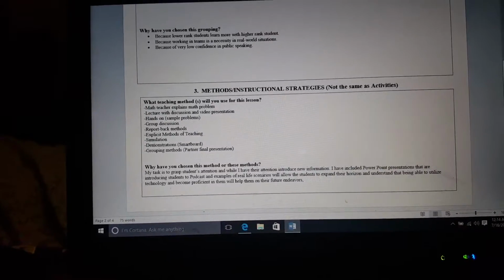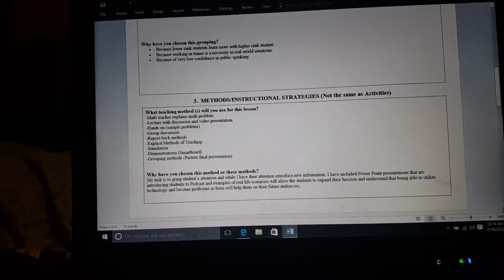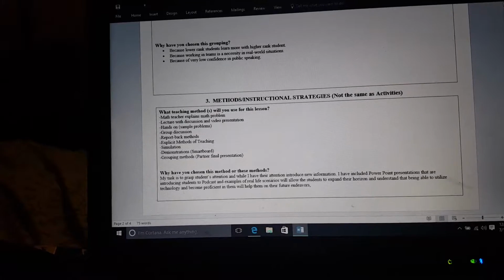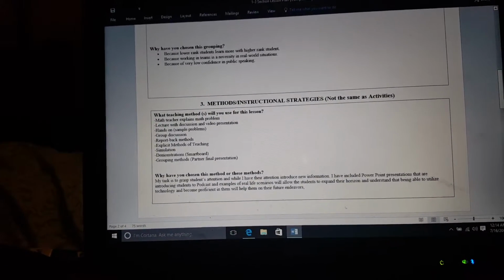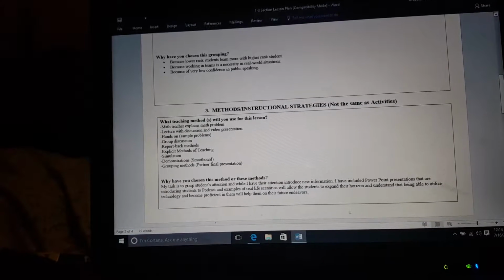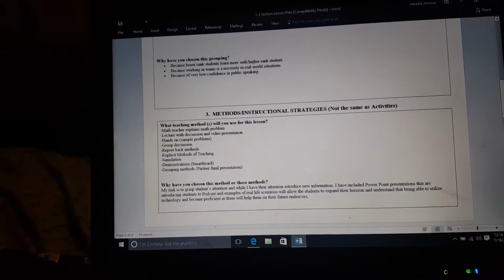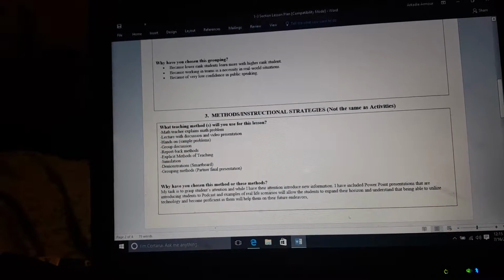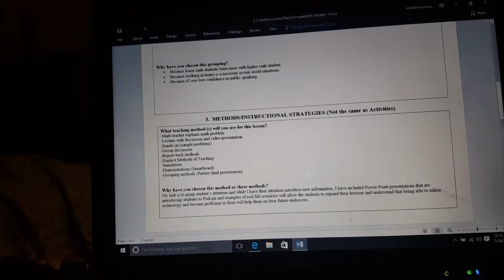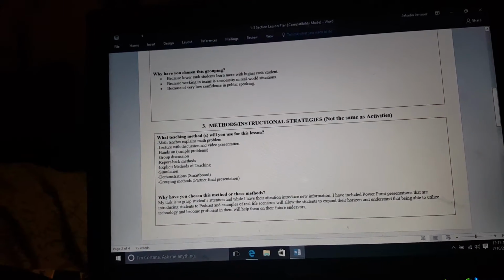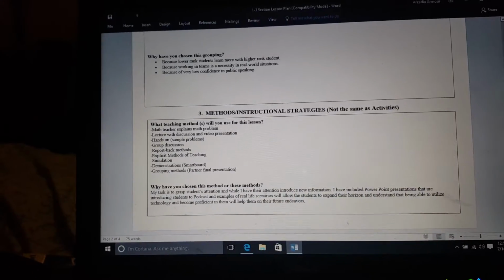Why have you chosen these methods? My task is to grasp students' attention and, once I have their attention, introduce new information. I have included PowerPoint presentations that are introducing students to podcasts, and examples of real life scenarios will allow the students to expand their horizon and understand being able to utilize the technology and become proficient in them will help them in their future endeavors.